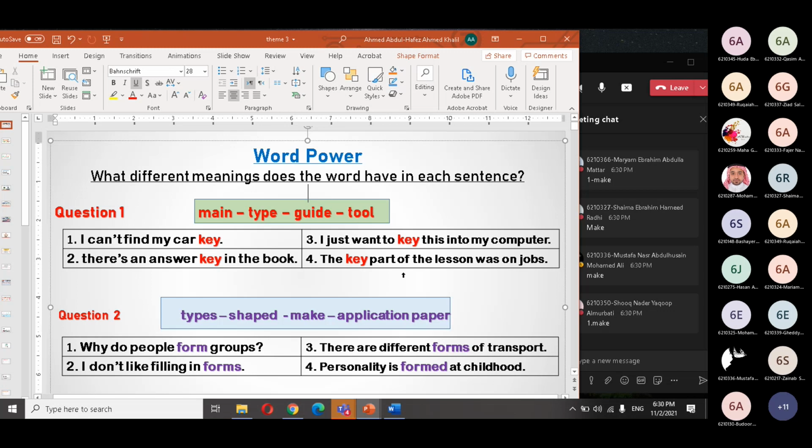In number 2, I don't like filling in forms. What does forms mean here in the second one? Fill in, complete. I don't like filling in forms means completing forms.